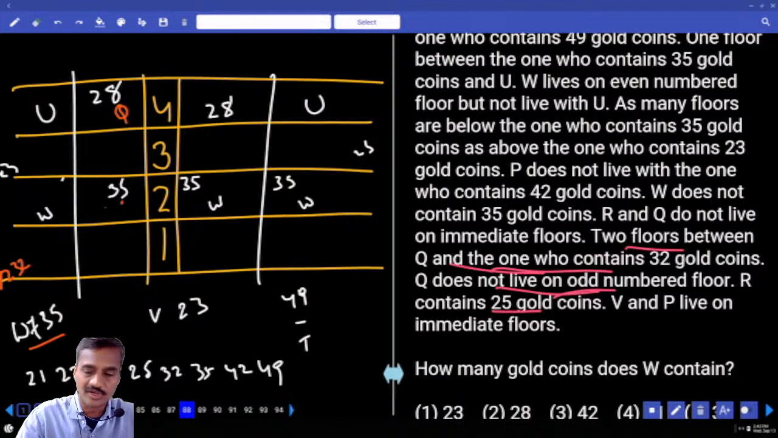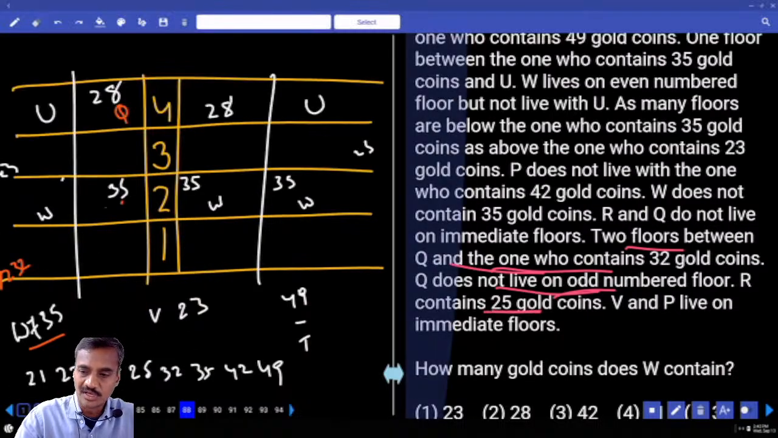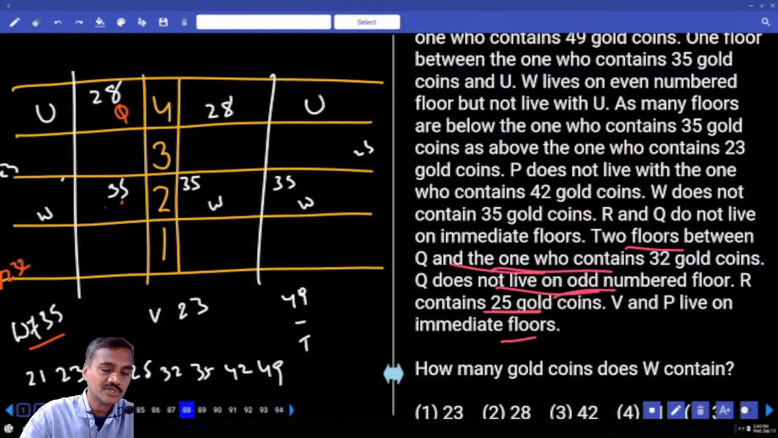Q does not live on an odd number and Q must be even. V and P live on immediate floors. V and P are living on immediate floors.